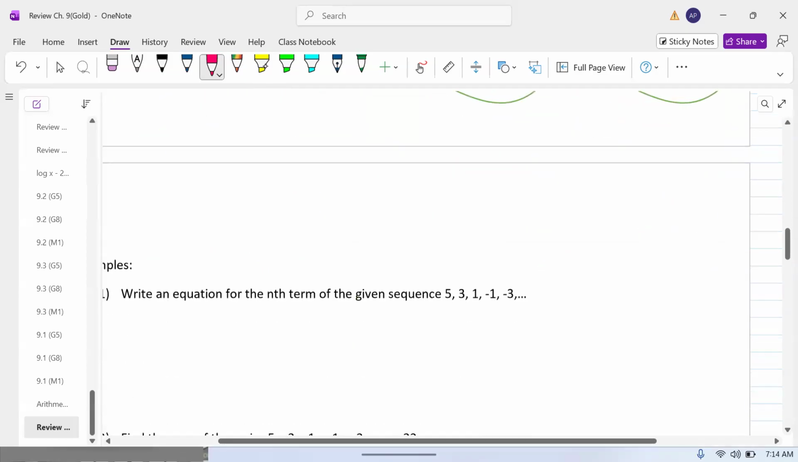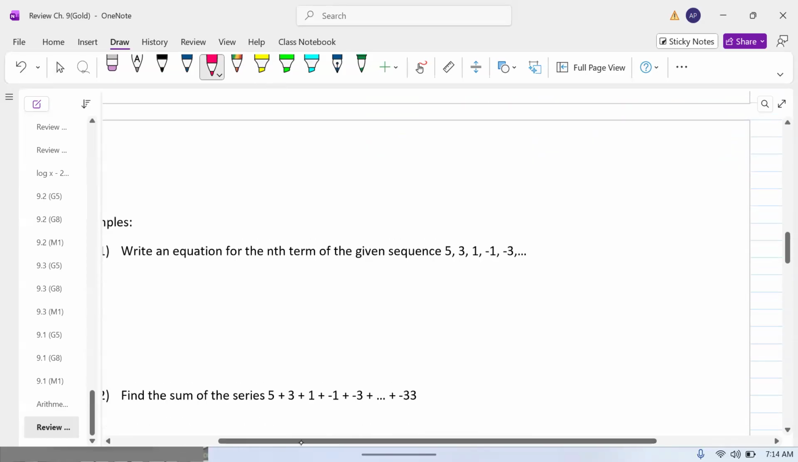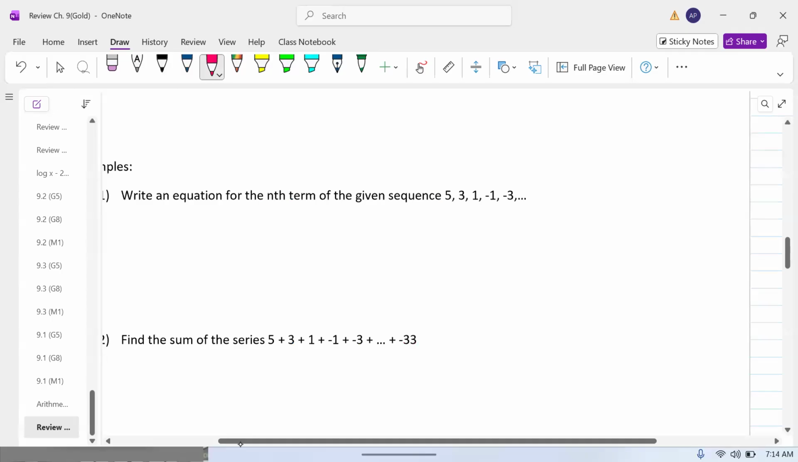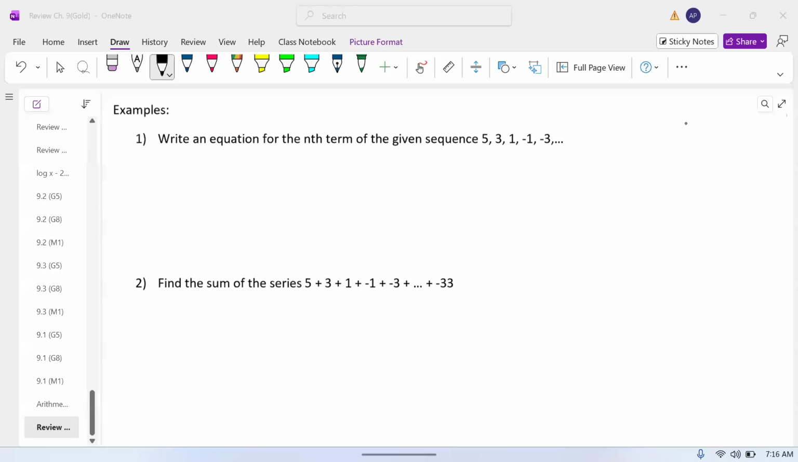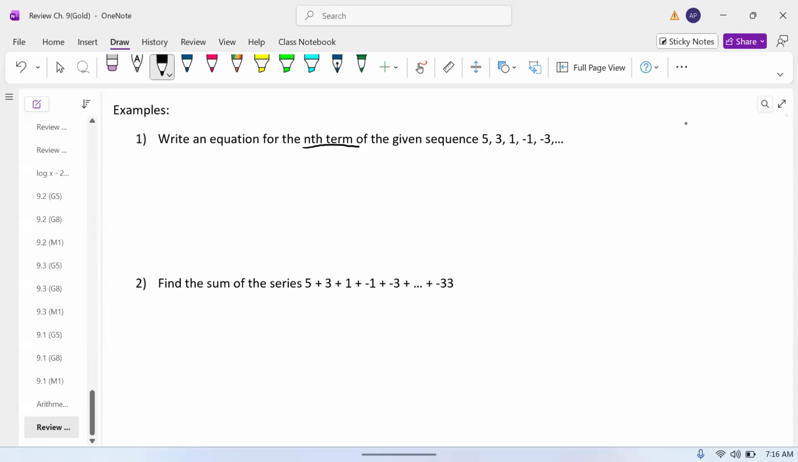Now let's do some examples, and we have different examples of different kinds. Okay, so first example, write an equation for the nth term of the given series. Okay, so since we're writing an equation for the nth term of the series, we need first of all to decide, well, what kind of, not series, sequence. We need to decide what kind of a sequence we have.